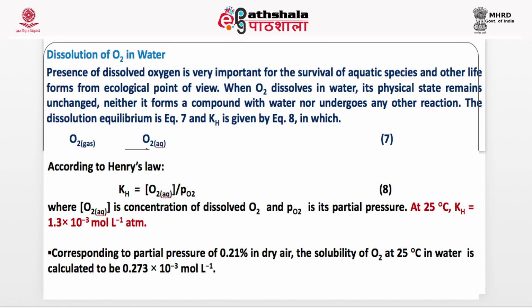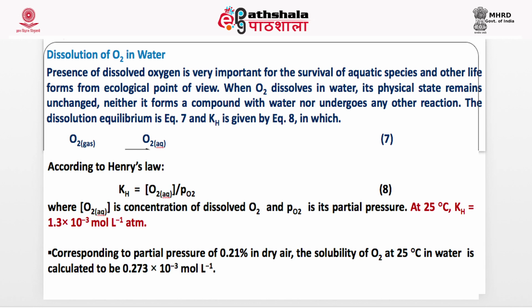Dissolution of O2 in water. From an ecological point of view, this dissolution of O2 is very important for aquatic species, because if oxygen is not there, the species will not survive; to sustain life, they need oxygen. So an optimum amount of oxygen must be there, and this is governed by Henry's law. KH equals the O2 concentration in the aqueous phase divided by the partial pressure of oxygen, and at 25 degrees Celsius, Henry's law constant has this value.